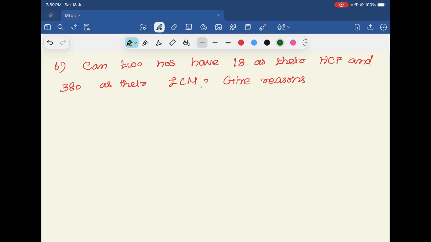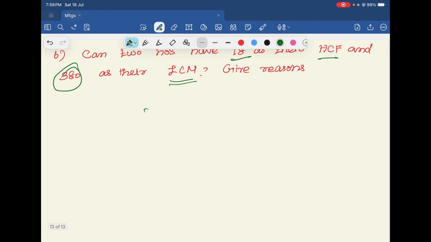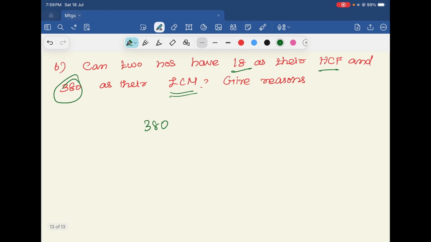The next one: can two numbers have 18 as their HCF and 380 as their LCM? Give reasons. If you take any two numbers, the LCM must be divisible by the HCF of the two numbers. Here the LCM is 380 and the HCF is 18, so this number must be divisible by 18.